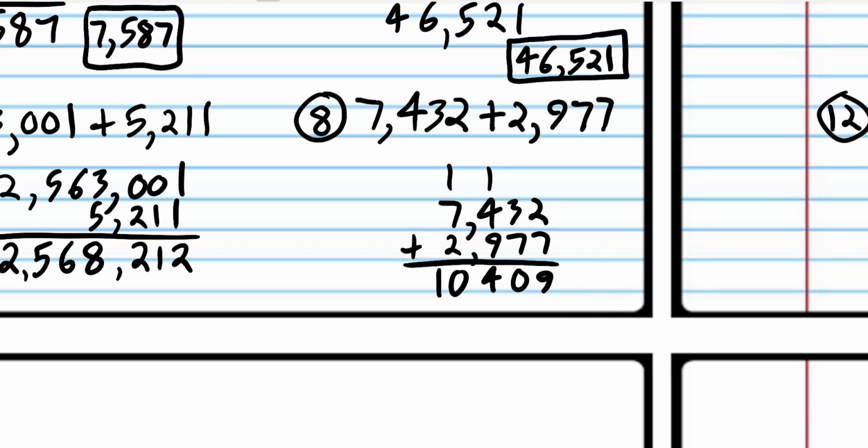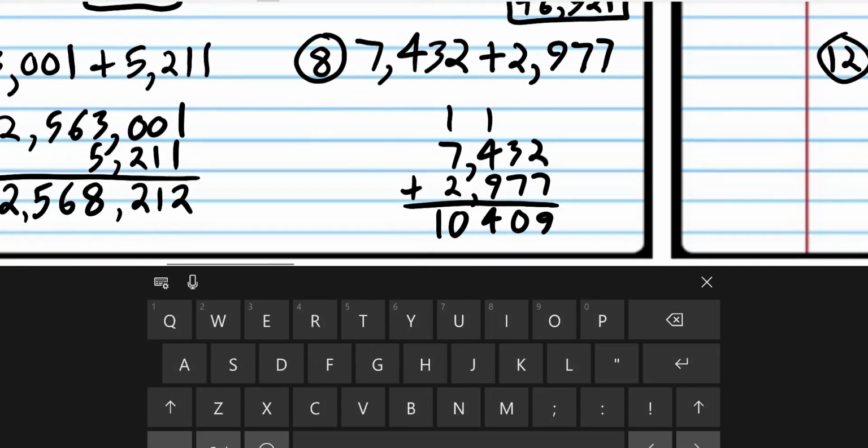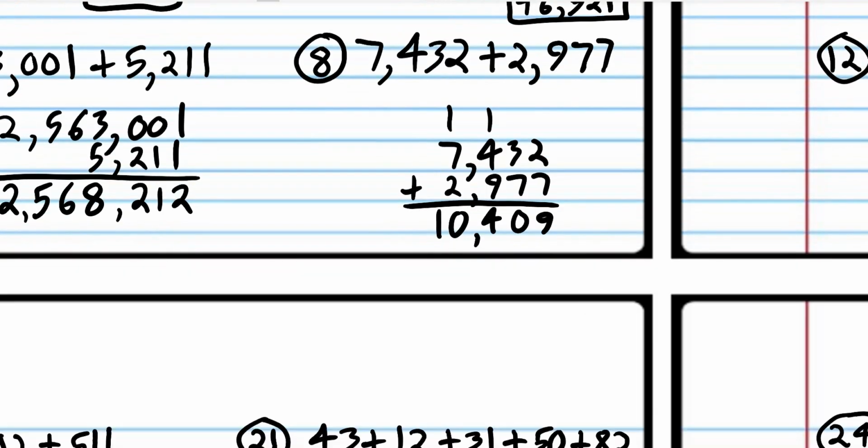1, 2, 3. Comma. I don't know why that keeps coming up. These programs don't work perfectly. Wish they did. Rectangle the final answer. And there you go.